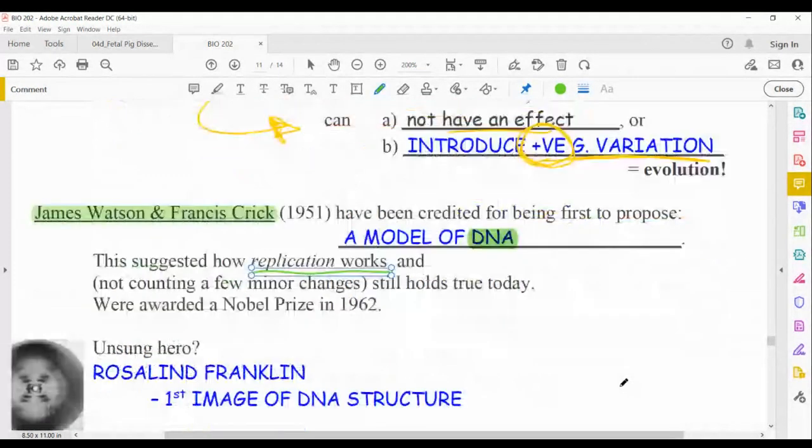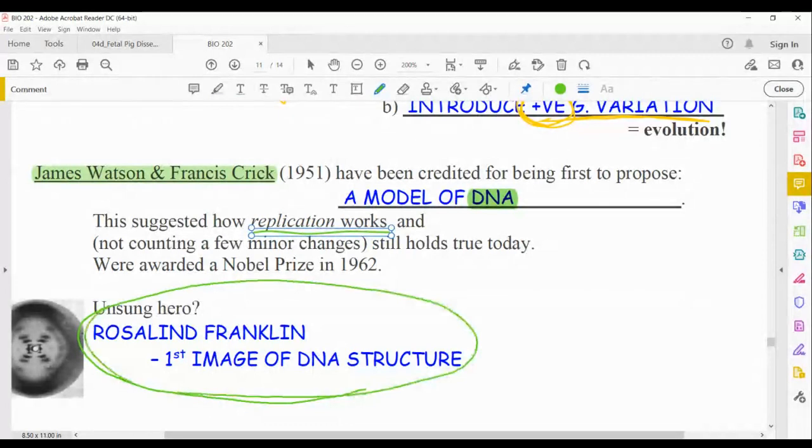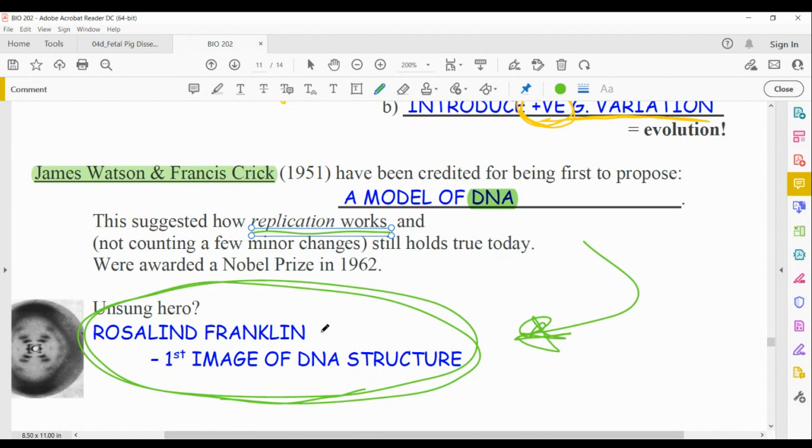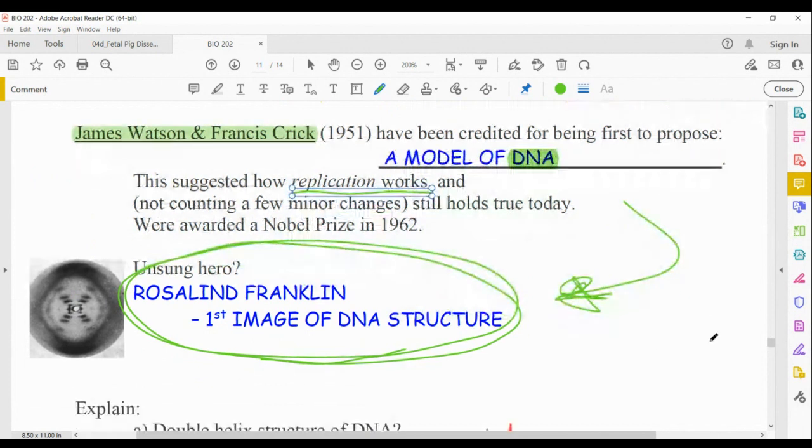However, we did discuss in class that, of course, James Watson and Francis Crick were not the first ones to actually see or visualize the DNA structure. Rosalind Franklin had actually taken images of the DNA structure. She just really didn't think too much of that. She didn't think that was groundbreaking. And really, Watson's and Crick's work was based on Rosalind's work. So what I'm trying to say is that maybe we should give her a little bit of credit for what she's done. And often in textbooks, she gets forgotten.